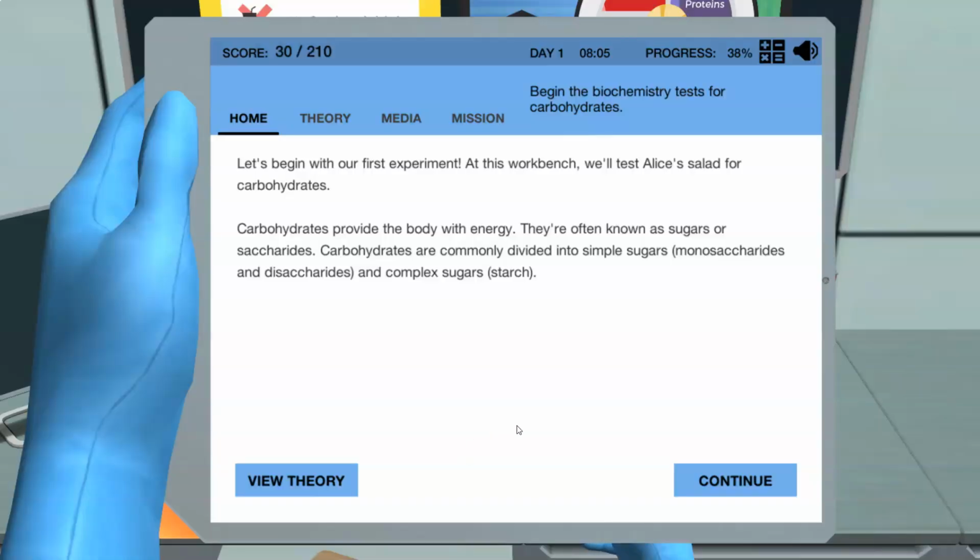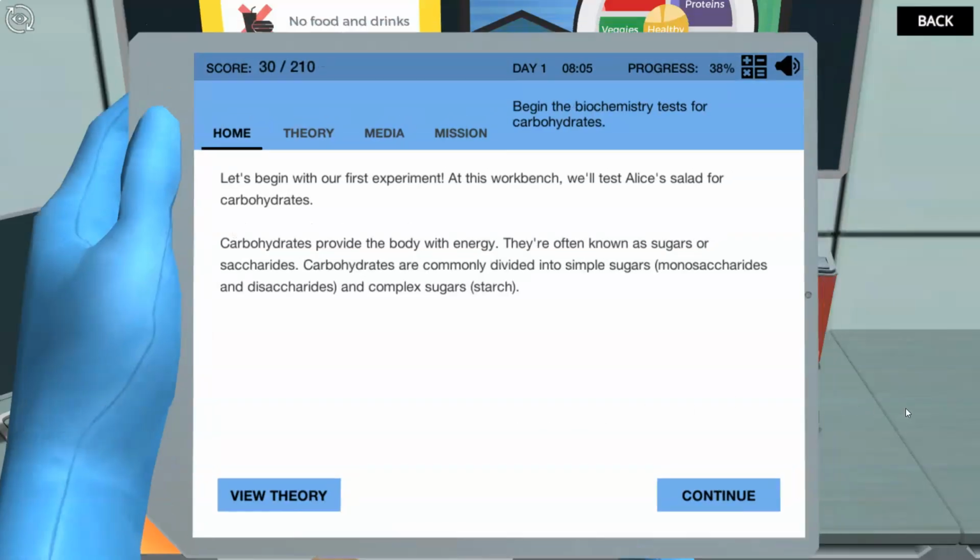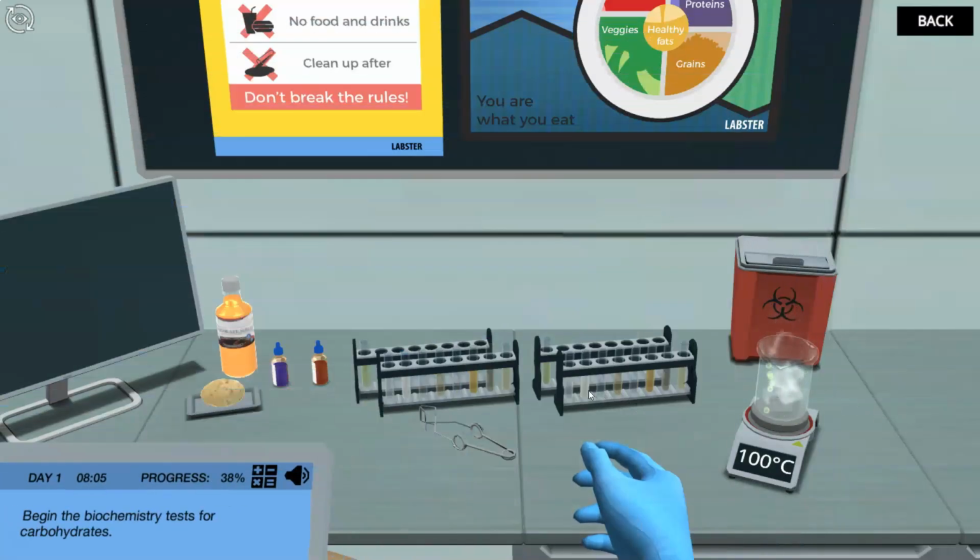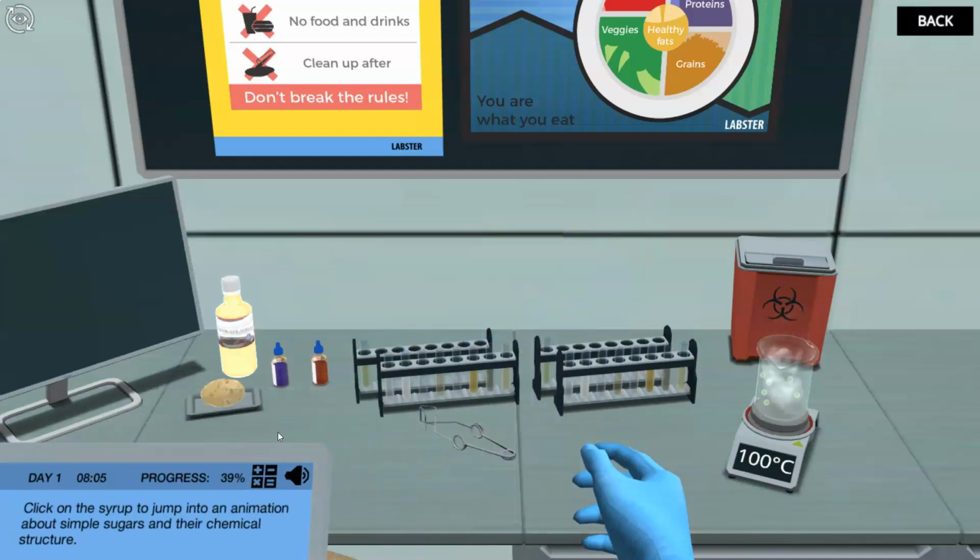At this workbench, we'll test Alice's salad for carbohydrates. Carbohydrates provide the body with energy. They're often known as sugars or saccharides. Carbohydrates are commonly divided into simple sugars and complex sugars. Click on the syrup to jump into an animation about simple sugars and their chemical structure.